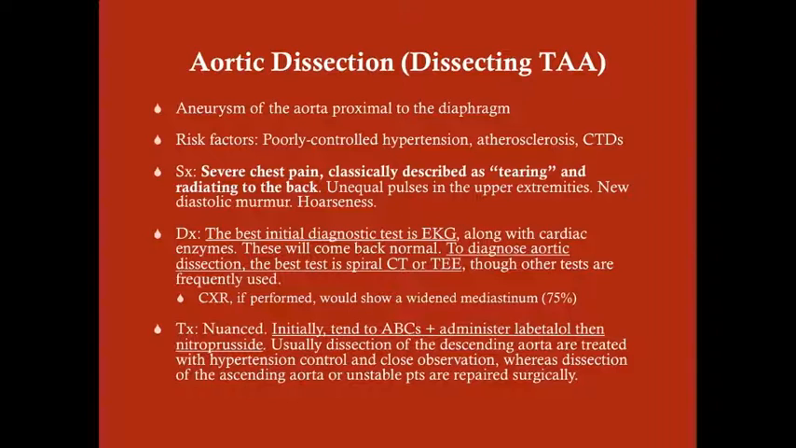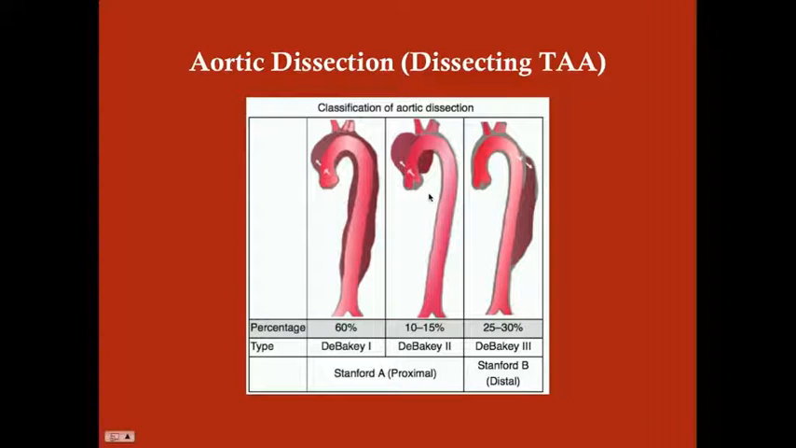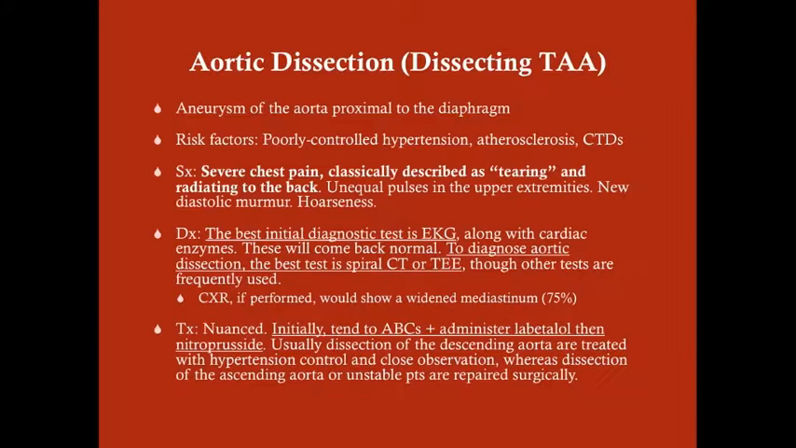You can also see unequal pulses in the upper extremities, and that's just simply because these 3 arteries coming off the arch of the aorta are your right innominate, your left common carotid, and your left subclavian. And so if you have any kind of unequal flow to these arteries, then you can have unequal pressures on either side, and that's going to be palpable.